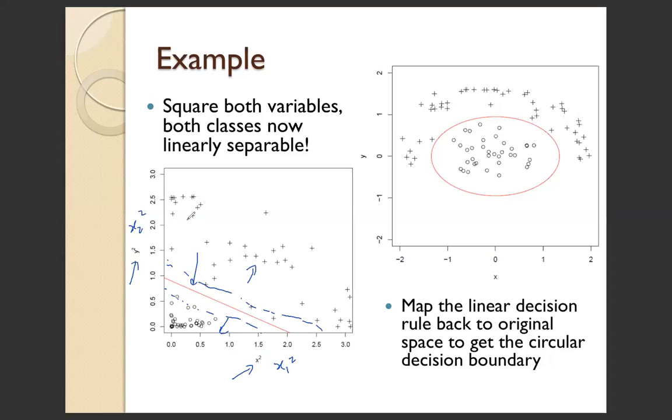And once you have estimated all the parameters for this, so you estimate this and you estimate this, using the data in this transformed space, you can then map back. So when you map back, in this case, the function is actually an ellipse.